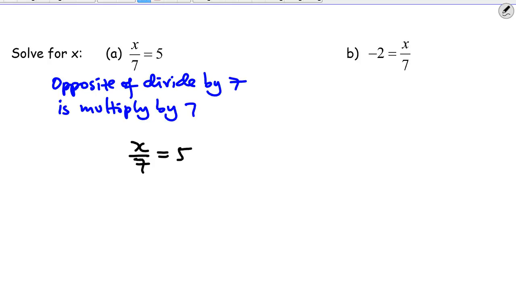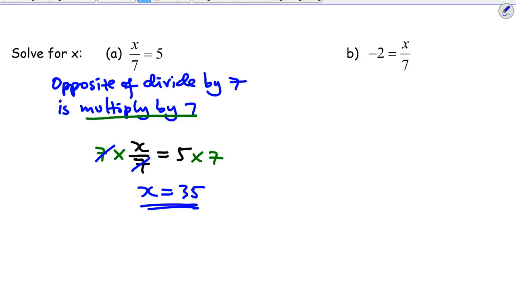What you're going to do is multiply by 7 on both sides of the equation. Remember, we have to do the same thing on both sides of the equation. Now 7 divided by 7 is 1, so that's gone. So x will be 5 multiplied by 7, which will be 35.